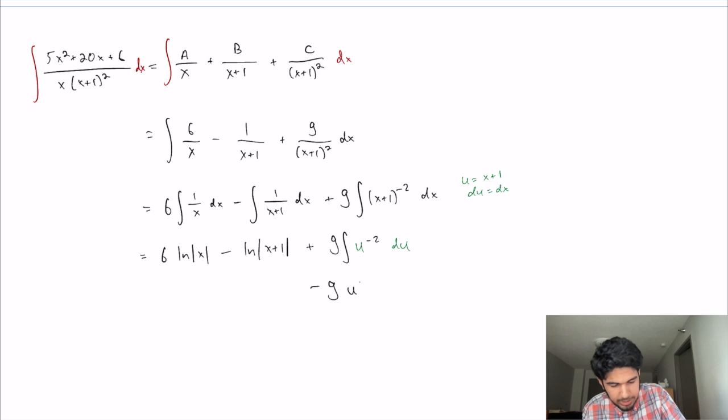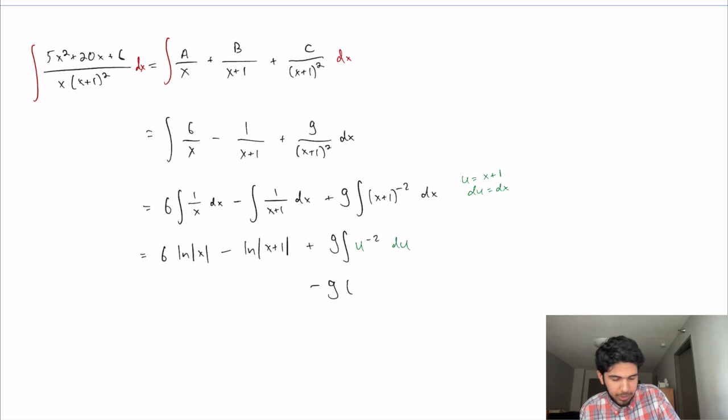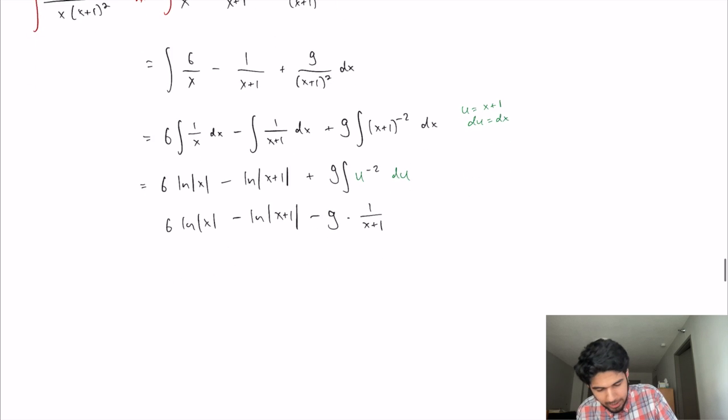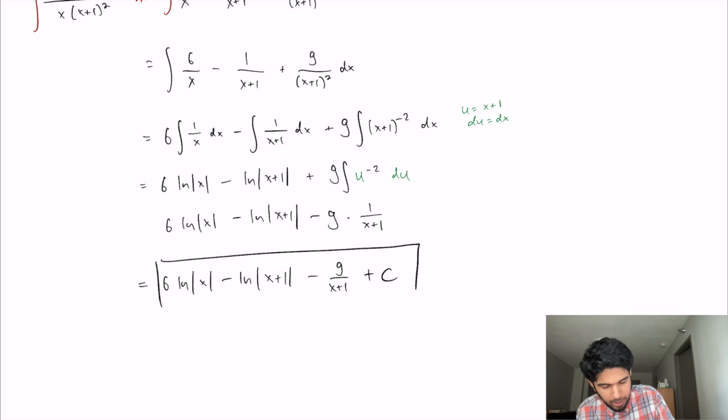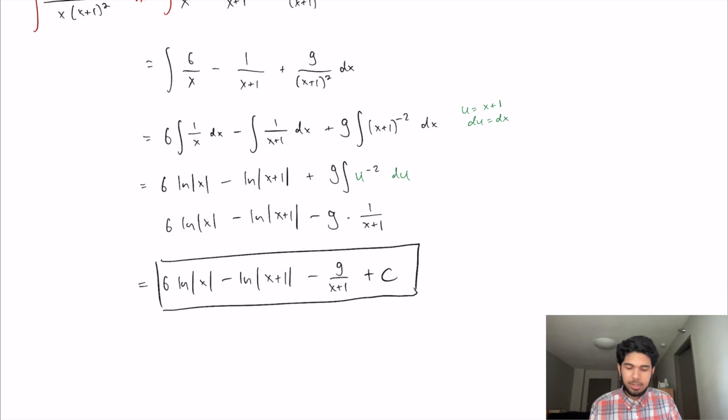And then we have u to the negative 1 power, but we can substitute what we had in for u, which was x plus 1 to the negative 1, or we can just write that as a fraction, times 1 over x plus 1. Here we have 6 ln absolute value of x minus ln absolute value of x plus 1 minus 9 over x plus 1. Don't forget your plus C, and that is your answer.